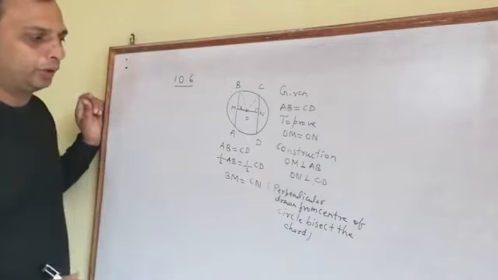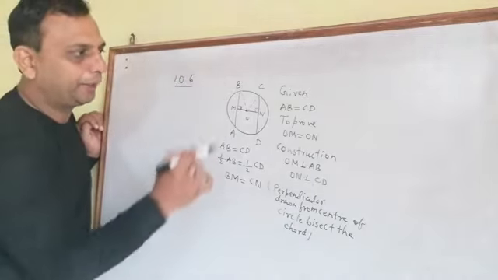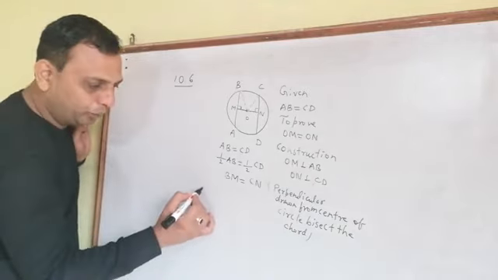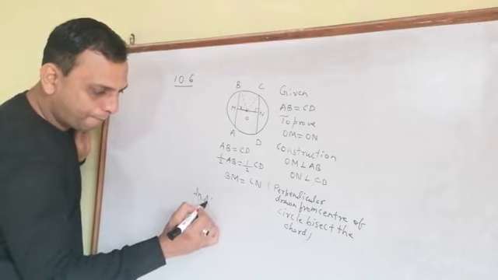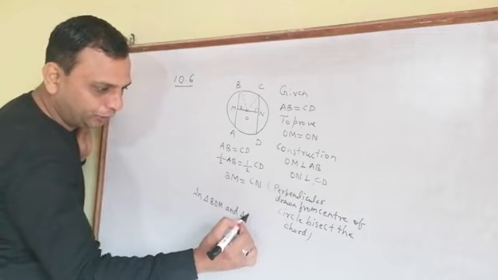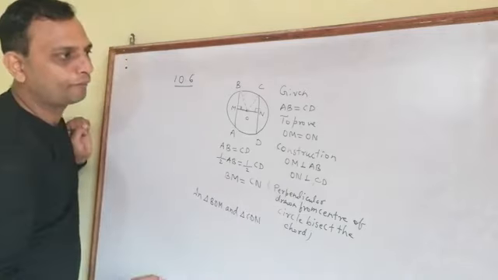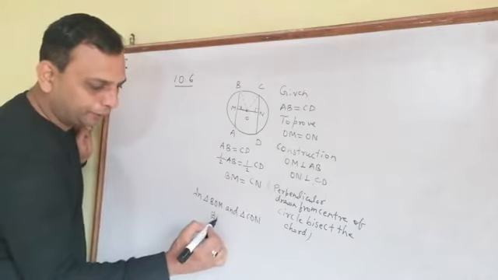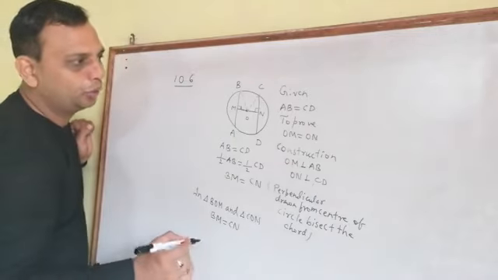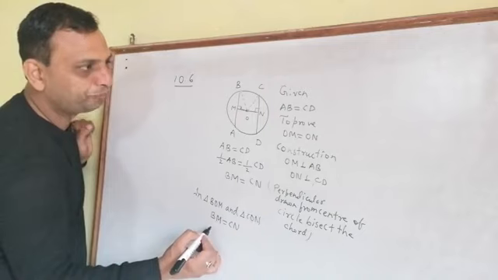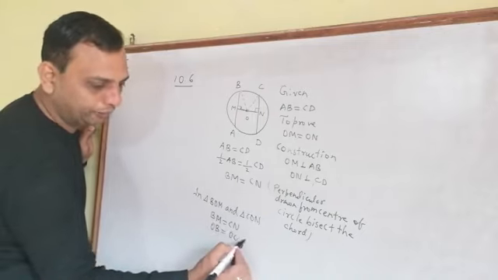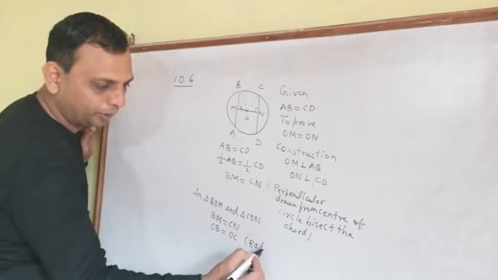So this will become equal. Now we take this triangle BOM and CON. So in triangle BOM and triangle CON, BM equal to CN. Just now we had proved it above. OB is equal to OC, radii of the circle.